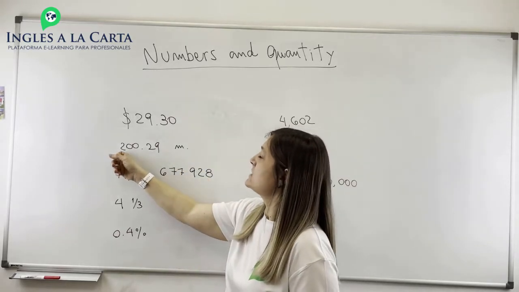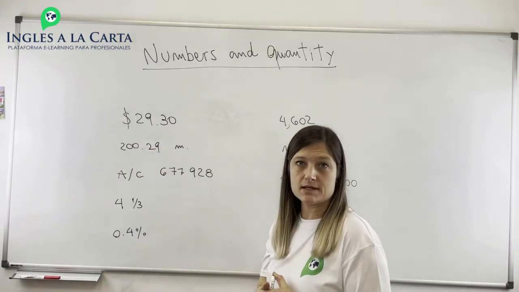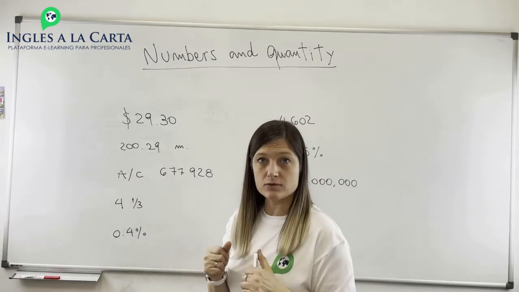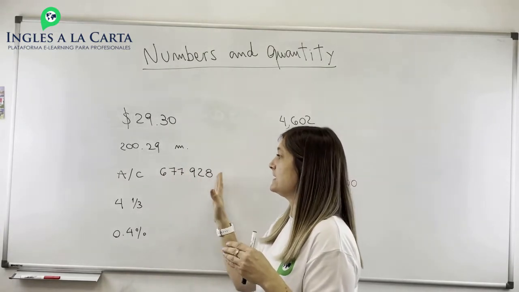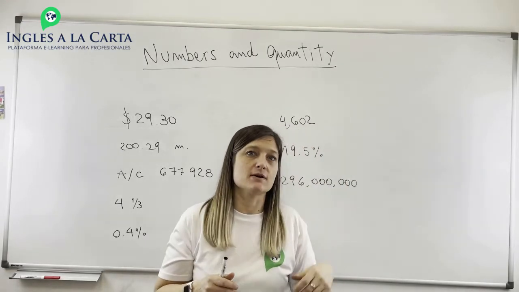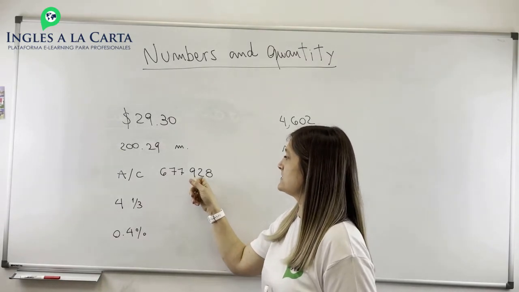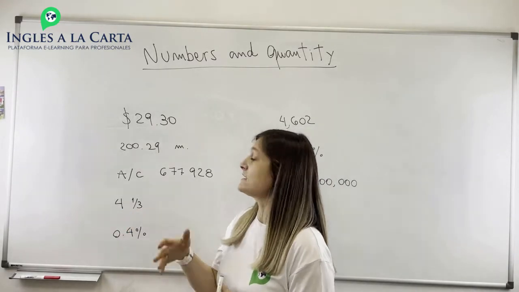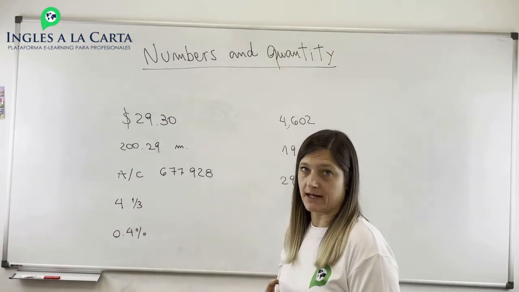Here we have 228 meters. Here we have AC, which is the acronym for bank account. And the correct way of reading a bank account is number by number, similar to a phone number. You have that in the video I told you. Okay, here we have 677,928. This is a fraction, and we have 4/3. For example, he owns 4/3 of the company.